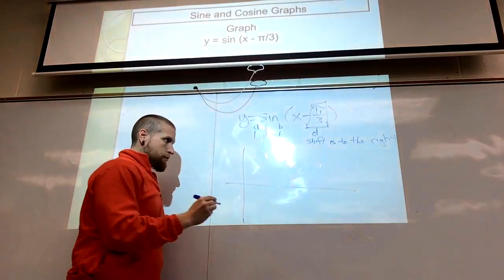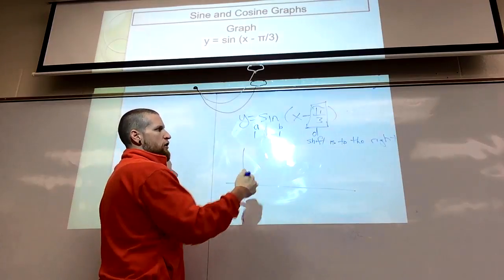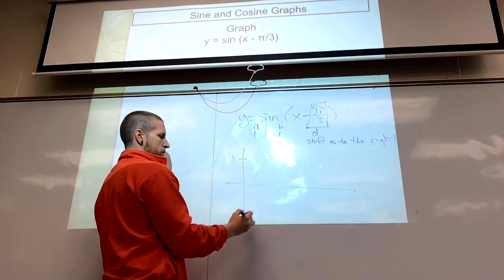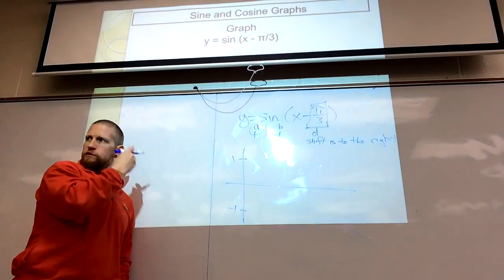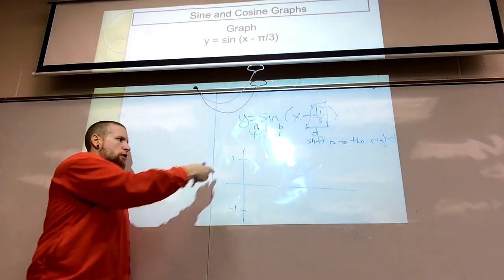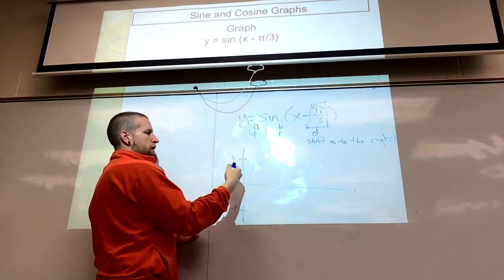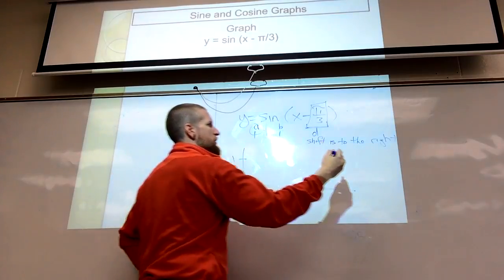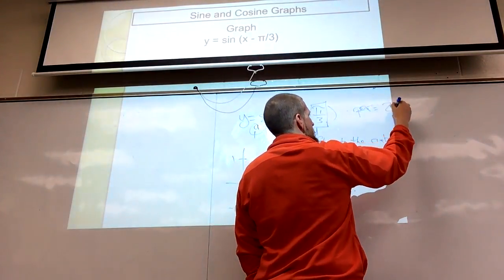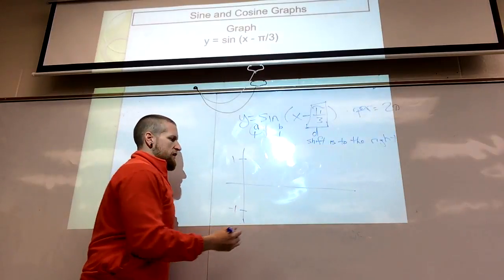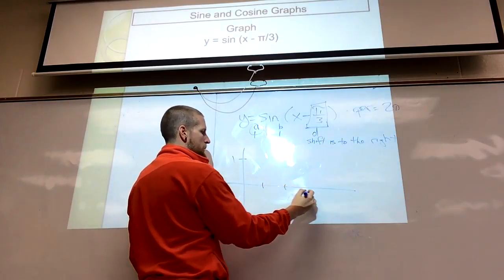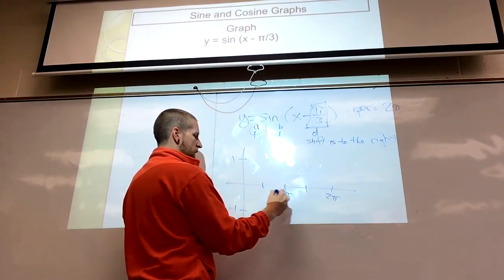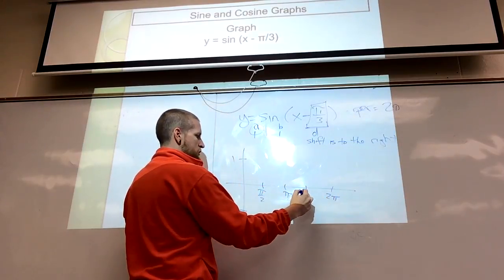Since there's no vertical shift to it, I know that this A value is going to give me my highest and lowest points. That's going to be the amplitude. This only changes if you've got different amplitudes or some kind of vertical shift. B is 1, so the period is simply 2 pi because I'm not changing anything. So I can come up here and do 2 pi there. That's pi over 2.